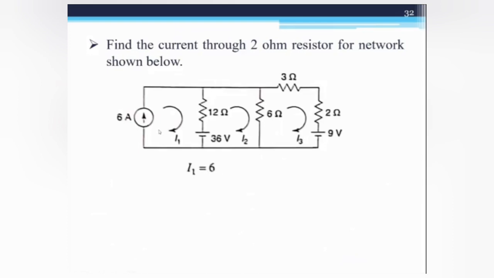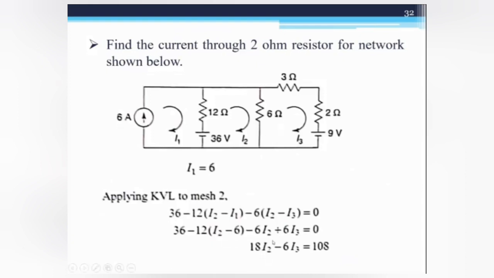Now apply the KVL at this second loop. It is 36 equal to 12 into (I2 minus I1) plus 6 into (I2 minus I3). When we put I1 equal to 6 in our equation, we get 18 I2 minus 6 I3 equal to 108. We put the value of I1 equal to 6 ampere.